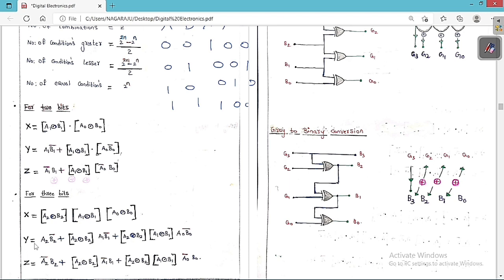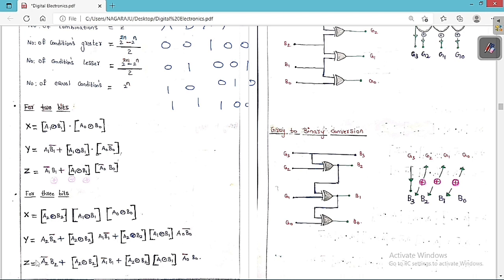Similarly, Y is nothing but A greater than B. A is greater than B in 3 conditions. The first condition is A2 is greater than B2, so we are going to get A2 B2 bar. Or A2 is equal to B2 and then A1 should be greater than B1, so A2 XNOR B2 and A1 B1 bar. Similarly, in the third case you can get A2 equal to B2, A1 equal to B1 and A0 greater than B0, so you are going to get A2 XNOR B2, A1 XNOR B1 and A0 B0 bar.